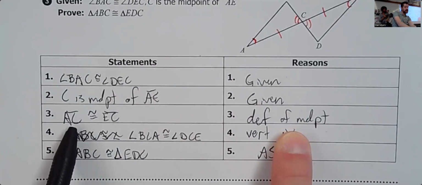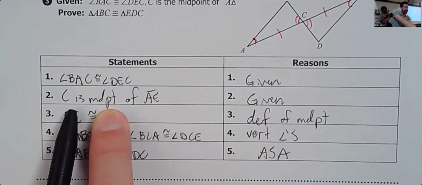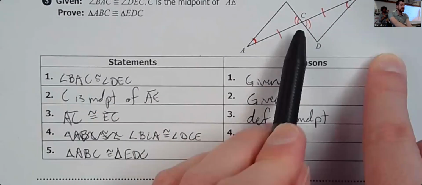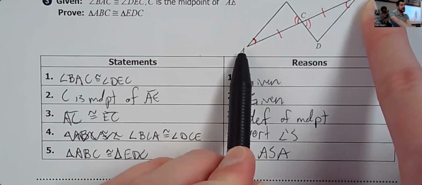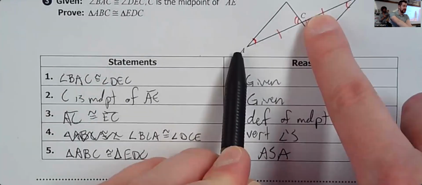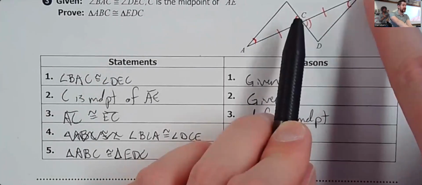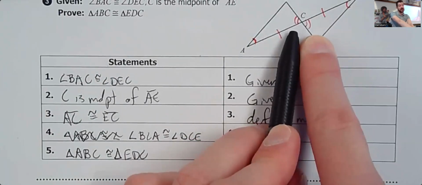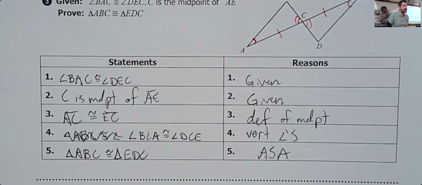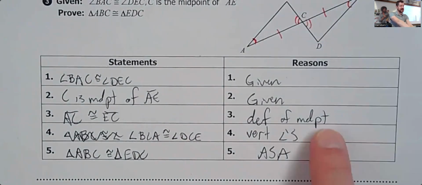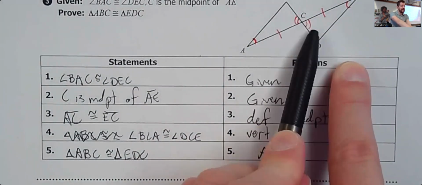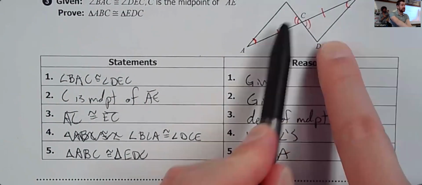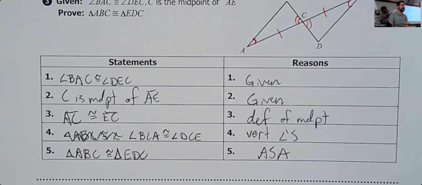Step 3. Because C is the midpoint of AE, if you look at the diagram, C is in the middle of A and E, which means that the distance from here to here is the same as the distance from here to here. So that's our definition of midpoint. Yeah. And then those two angles had to be the same because they're vertical. That's what I was just talking about. Those two angles in the middle, that's this here. And they have to be congruent because they're vertical. Vertical angles are always congruent.